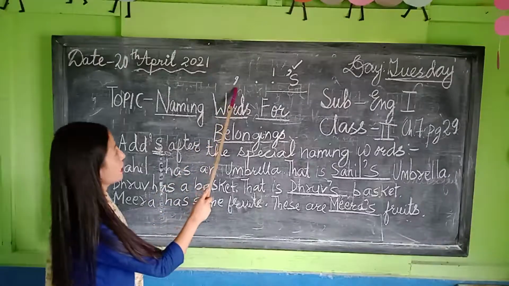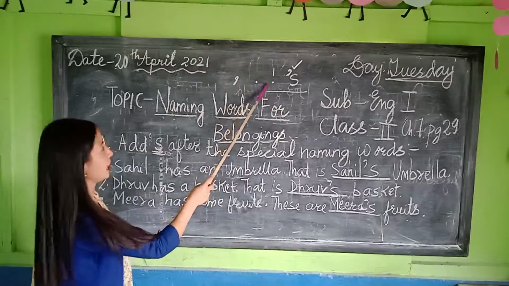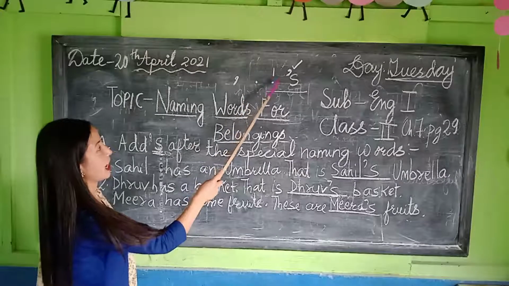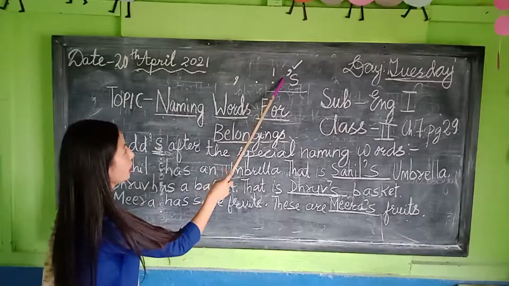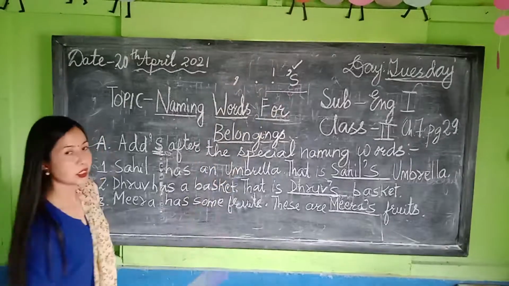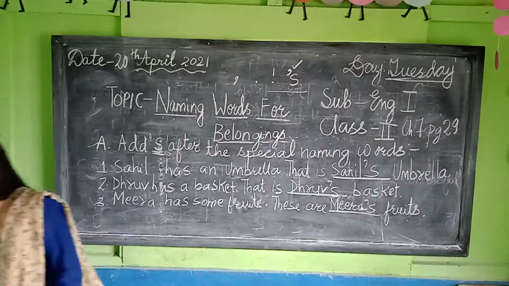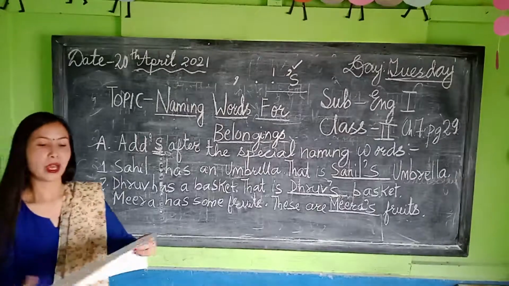Okay, what is this? This is comma. And this is the full stop. This is exclamatory mark. And this is apostrophe S. Okay. These are all the punctuation marks. Like that. I'm going to show you the picture. Should have a look here.